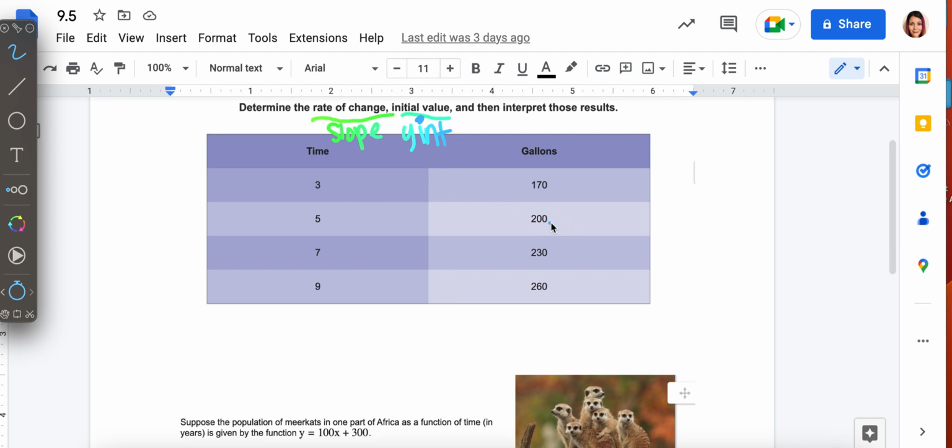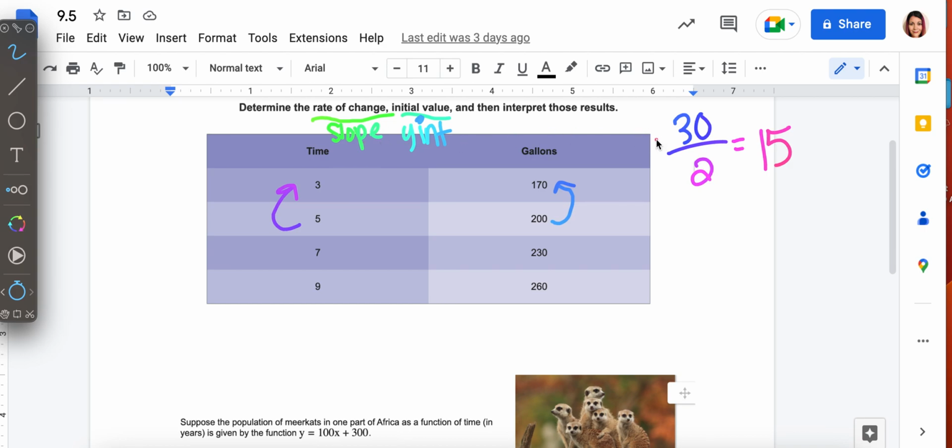So first of all, we want to find the slope. The slope is the change in y's, so 200 minus 170 is 30, over the change in x's, 5 minus 3 is 2. So 30 divided by 2 is 15. So we know our rate of change is 15.